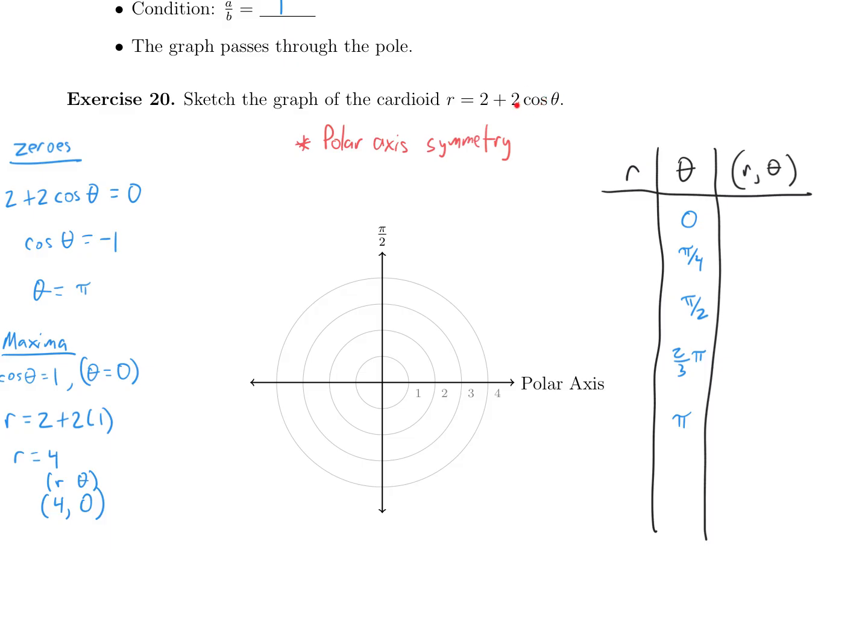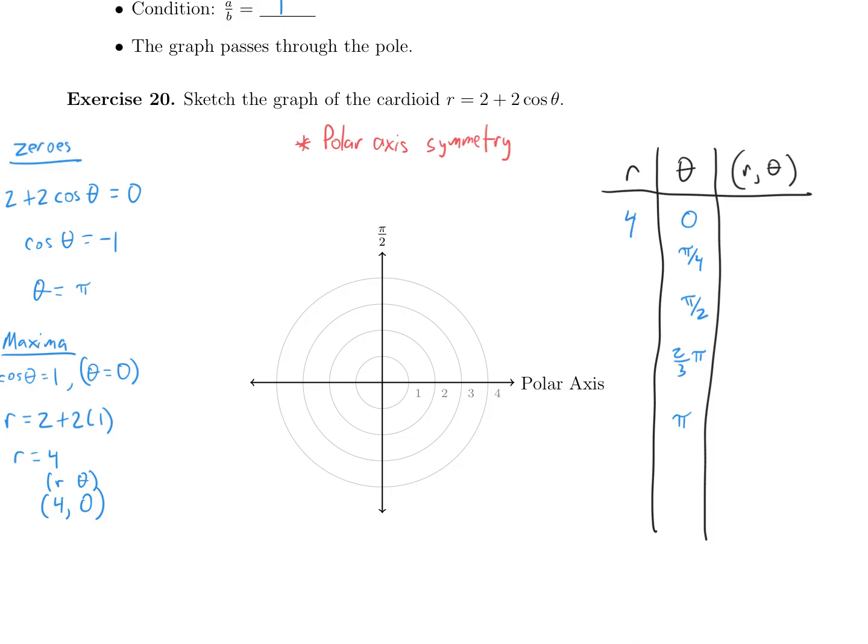1 times 2 is 2. 2 plus 2 is 4. So I'm going to save us a little time just by plugging in the values of theta, but you should definitely do this on your own. Plug in pi over 4 into theta. Evaluate this. Use a calculator if you want, or you can use a unit circle.